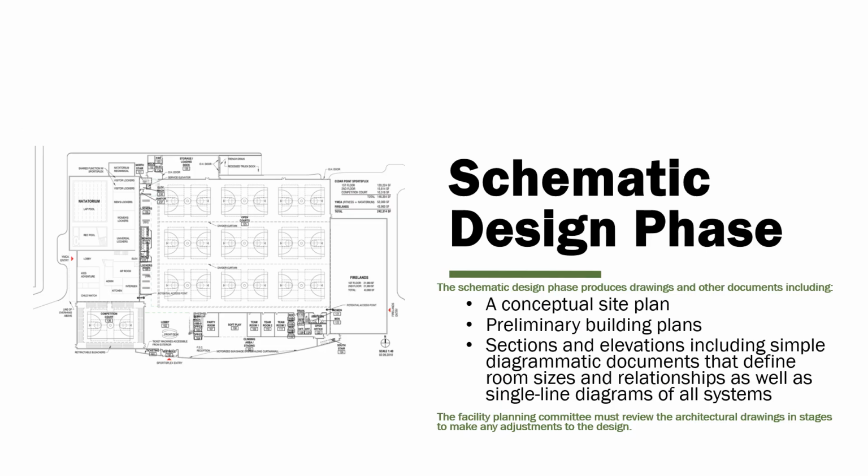During the schematic design phase, various documents and drawings are created to establish a vision for the project. These materials provide a foundation for communication and allow for early stage feedback and adjustments. A conceptual site plan helps define the layout of the site, while preliminary building plans outline the overall structure. Sections and elevations are critical in showing the building's vertical dimensions and relationships between spaces.